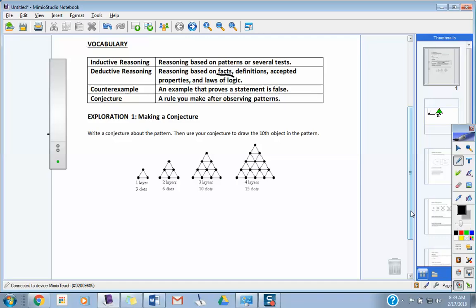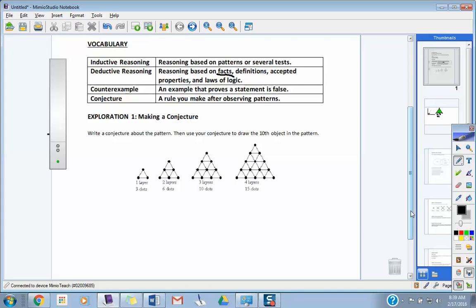We talked about counterexample in the last section. We talked about statements being true or false. In order for statements to be true, they have to be true how many times? Part of the time or all the time? All the time. They have to be true all the time. So the idea was that if you can prove something false, give me an example that makes a statement false. That's like a counterexample.